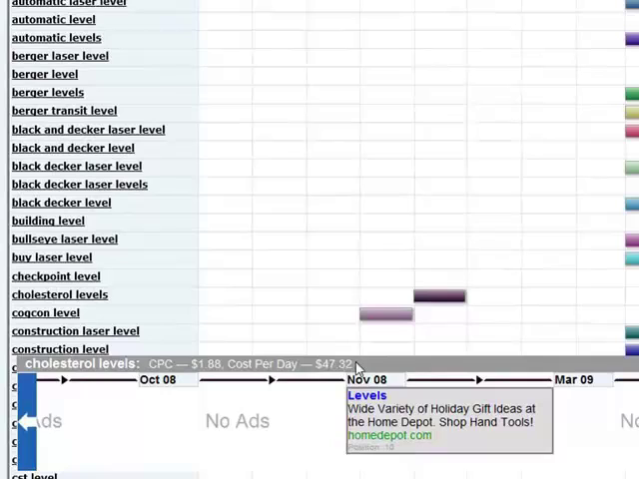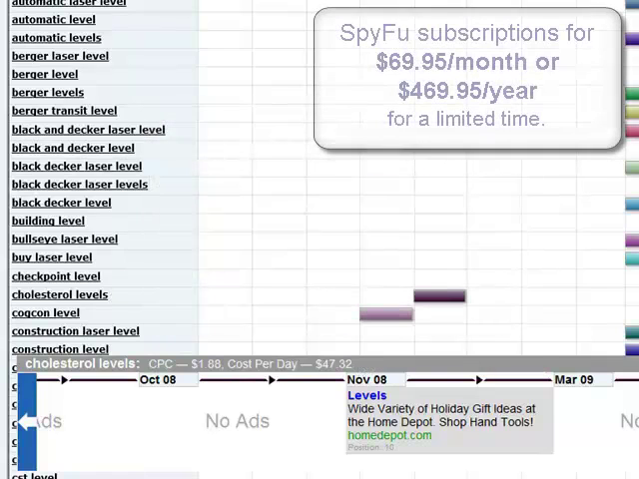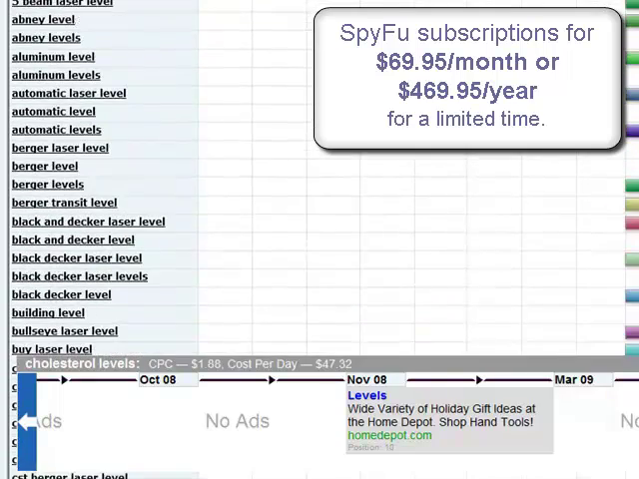Most of these look pretty good, but if we scroll through here, there's cholesterol levels. See here? That's a $47 a day keyword. Adding that negative match keyword saves them $1,400 a month. By the way, did I mention what a monthly subscription to SpyFu costs? One little nugget like that pays for about 3 years, know what I mean?